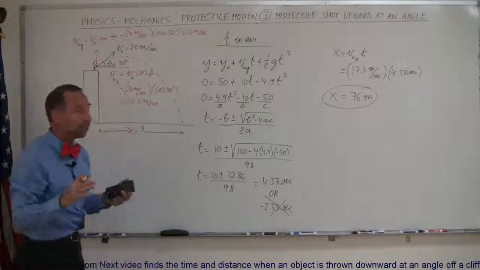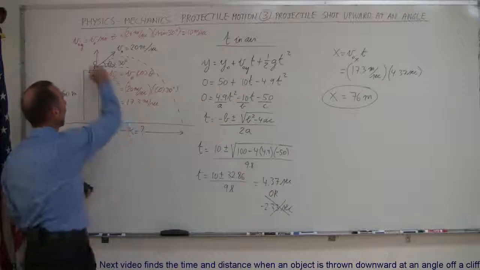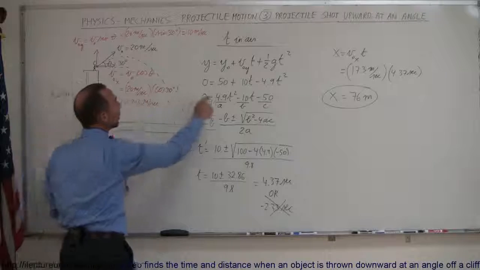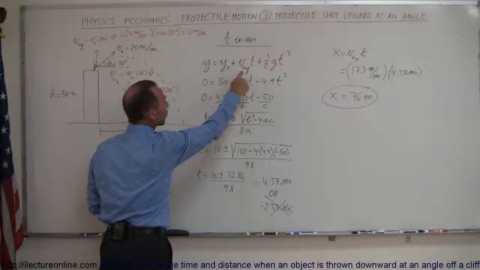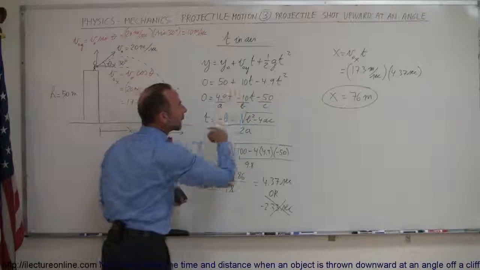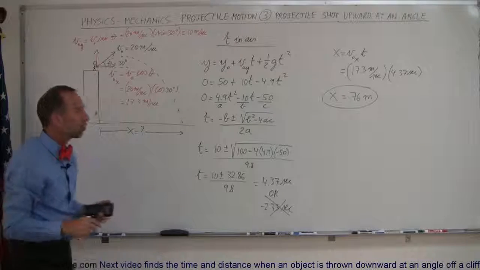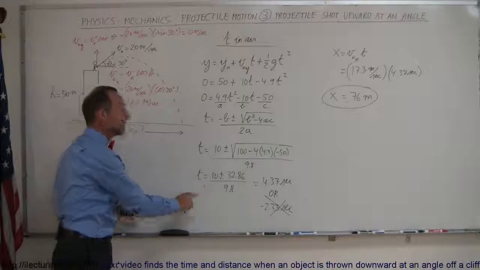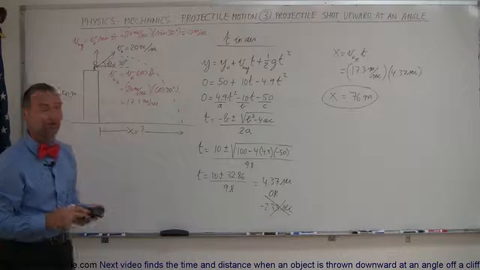So the only difference between this problem and the previous problem, where the object was shot horizontally, is that we now also have some initial velocity in the y direction. So we get a little bit more complicated quadratic equation to solve before we find time in the air. And that's how you do this problem.